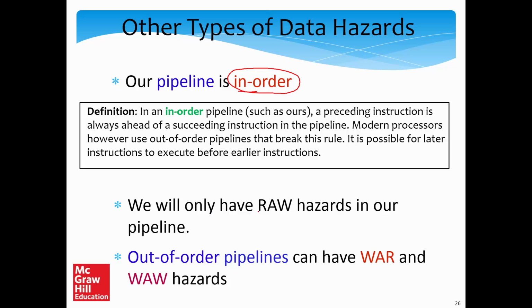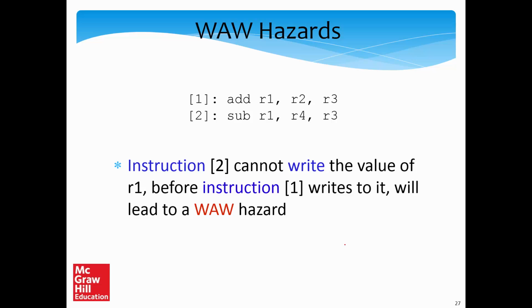So in such pipelines, we'll only have read after write hazards, but out of order pipelines can have other kinds of hazards like a write after read or a write after write hazard. Let us discuss what these two types of hazards are, write after write and write after read. Let us consider a sequence of two instructions, where one is the earlier one and two is the later one. Both these instructions are writing to register R1.